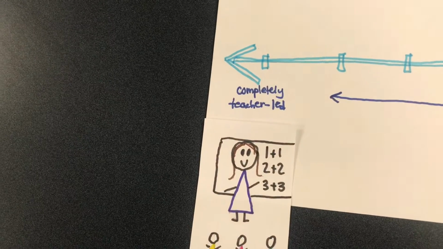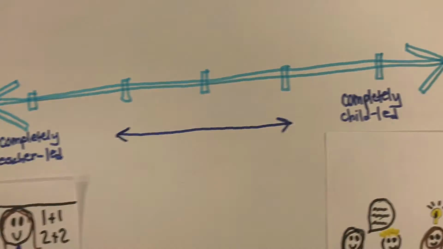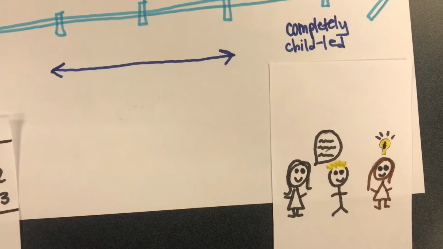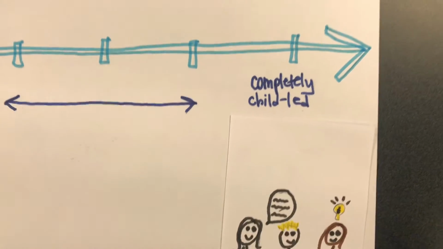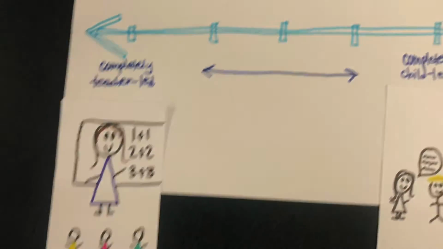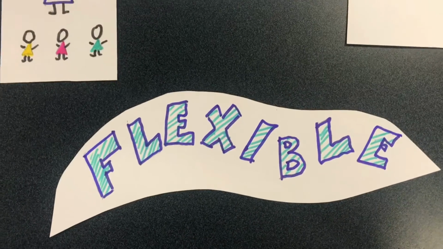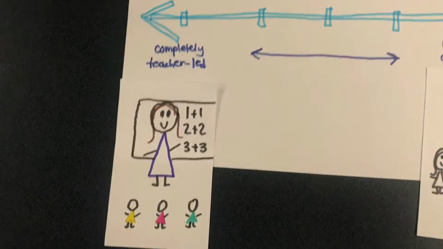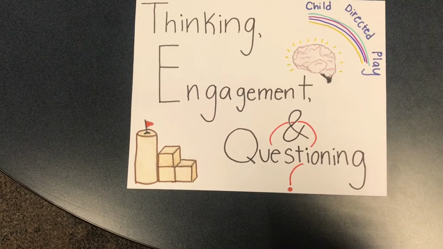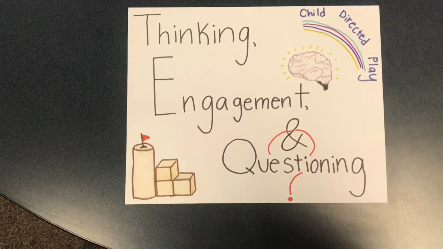Some teacher-led strategies include asking questions and setting expectations, while some child-led strategies include working in groups and asking questions. It's important that teachers are really flexible to move between these two ends of the spectrum, because different situations call for different teaching strategies. Child-directed play is a strategy that we can also use in the classroom. It's closer to the child-led instruction that we talked about earlier.